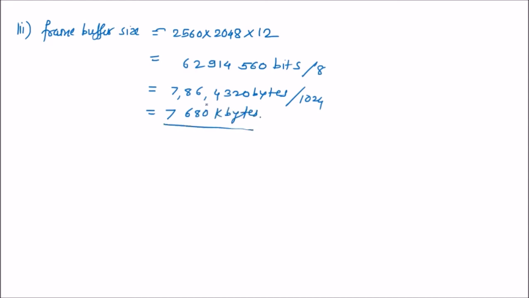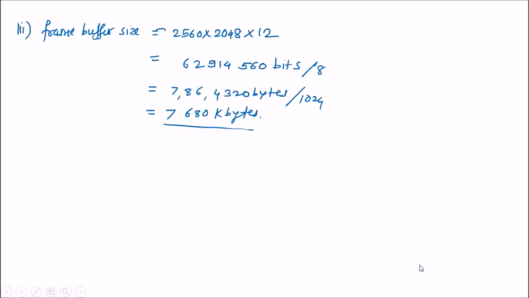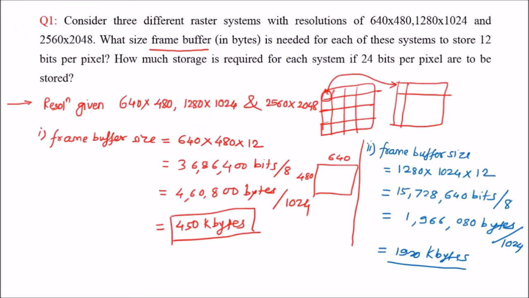So we got the answer for the first, that is 450 kilobytes, second 1920 kilobytes, and third it is 7680 kilobytes. So this is the first part of the problem.